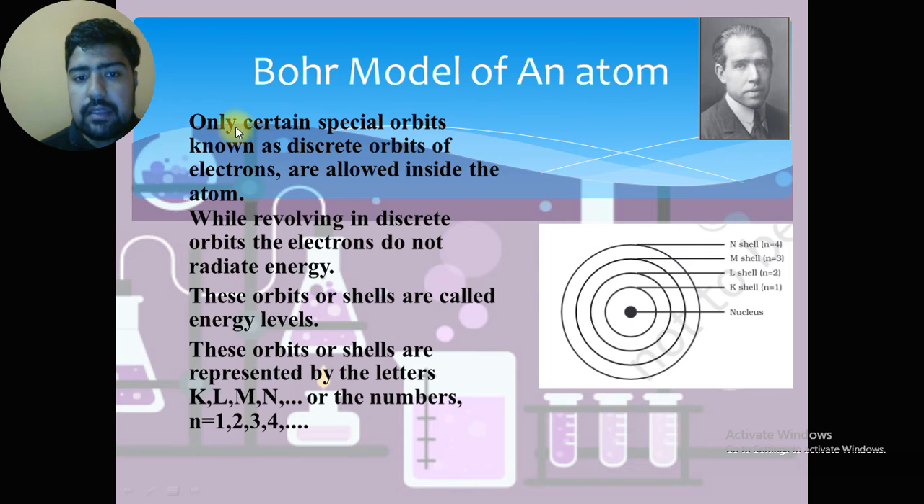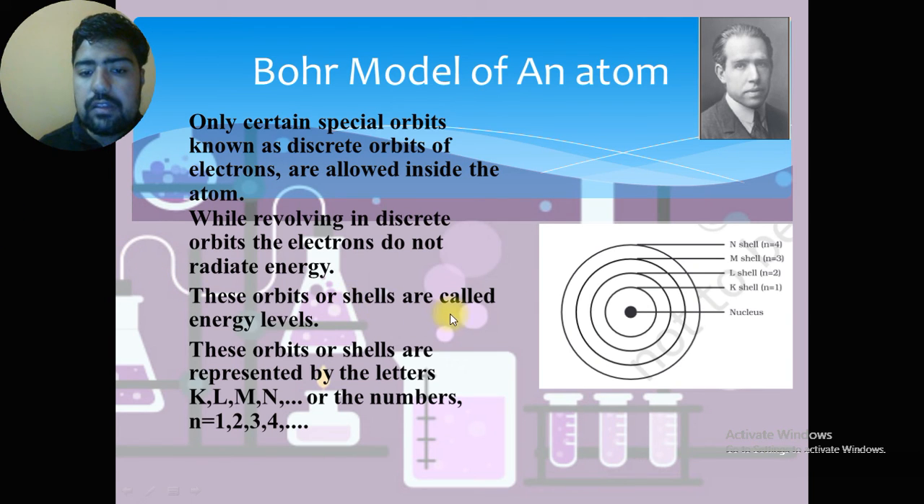Now the Bohr model of an atom. Bohr explained that only certain special orbits, known as discrete orbits, of electrons are allowed inside the atom. In these orbits electrons revolve around the nucleus. While revolving in discrete orbits, the electron does not radiate energy, although in later stages you will find exceptions and contradictions to this model as well.